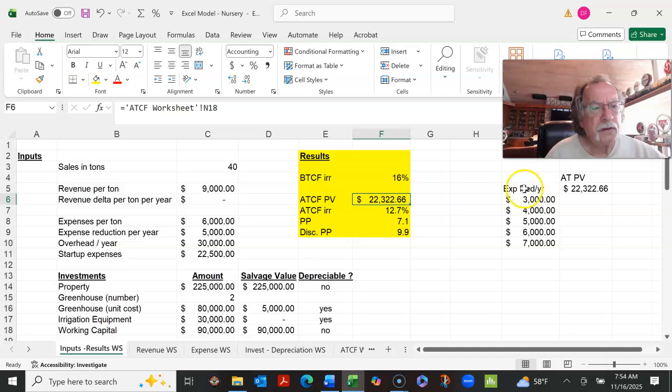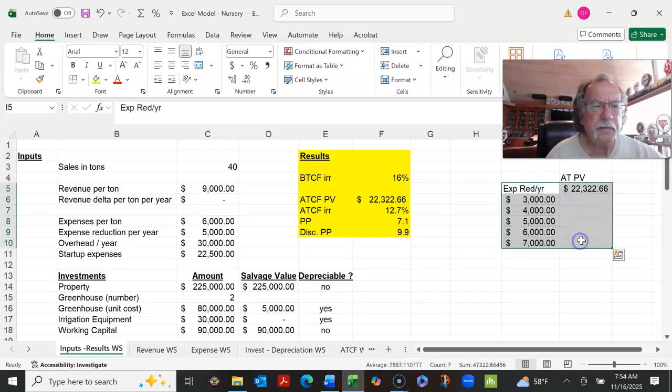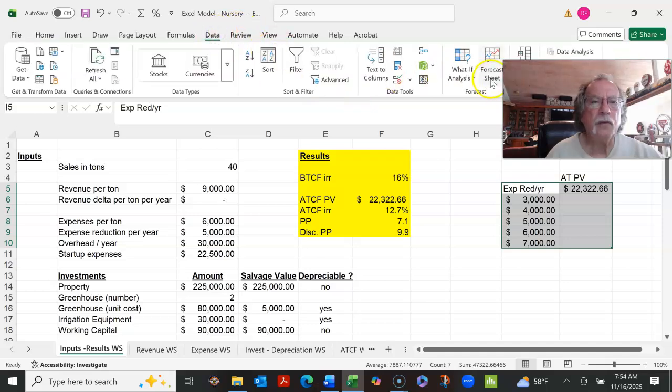So what you do is with a one-way data table, you put in your performance variable you're testing. This is just a note. It doesn't have to be here. You put in the numbers you want to put in here. You highlight it. And then we go into our data and do what-if analysis. And we're going to do a data table.